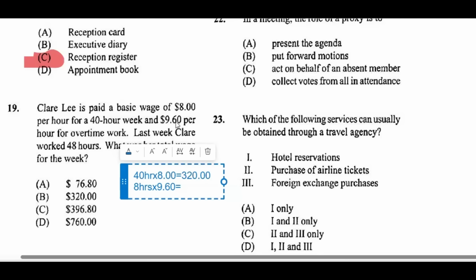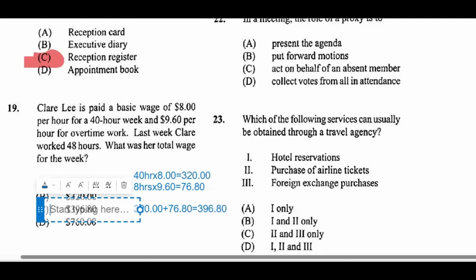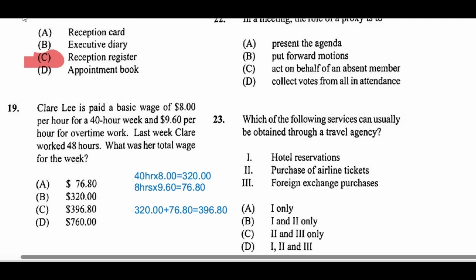So $9.60 multiplied by 8 is $76.80. All we have to do is add 320 plus $76.80. So grab the calculator, 320 plus $76.80. You will get $396.80. So the answer is C.